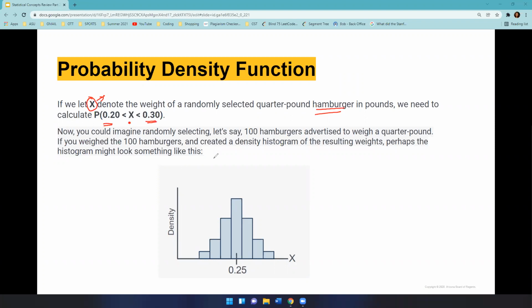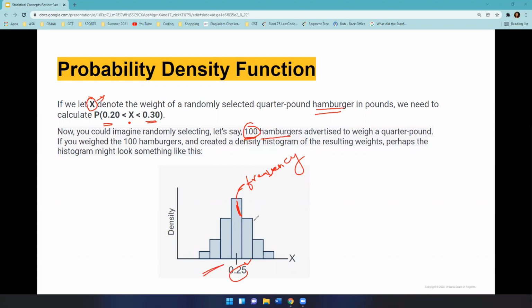So let's understand what PDF is by the graph. Suppose we take 100 hamburgers as the sample. From the place, we took 100 randomly selected hamburgers and weighed them, and we created a frequency table. With that frequency table, we plotted this histogram. Each of these rectangular bars is the frequency. By this graph, we see most of the hamburgers are 0.25 pound, a few hamburgers are greater than 0.25, and a few are less than 0.25.